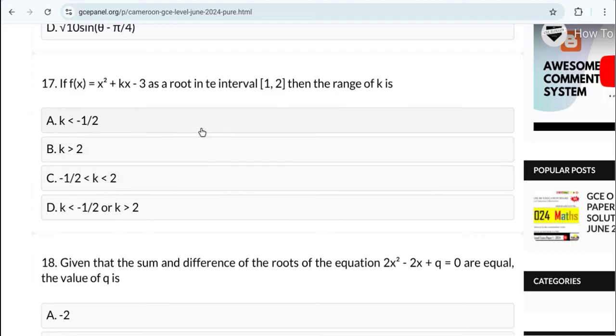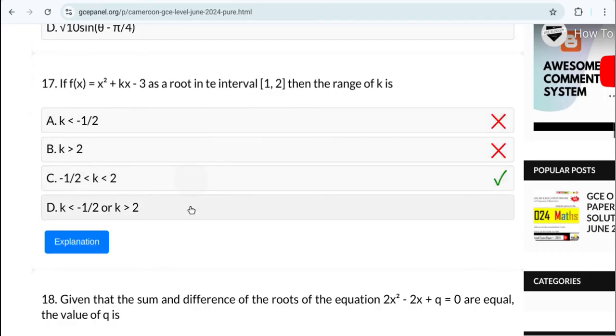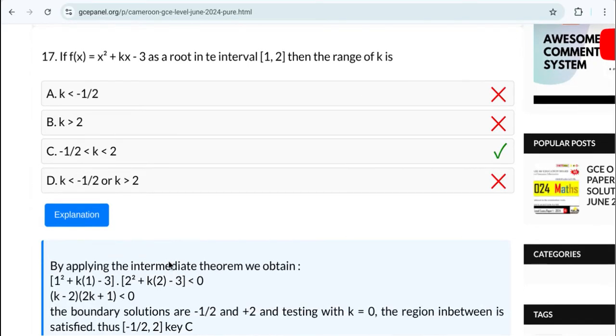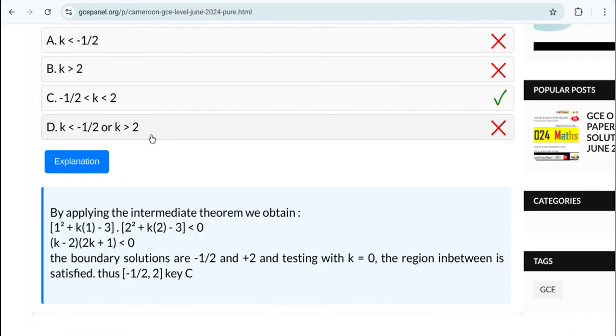Okay, so here let's just check and see which one is the key. K lies between negative a half and 2. So from here, using the intermediate value property, we have k minus 2 into 2k plus 1 is less than 0. And the boundary solutions are negative a half and plus 2. So from here now we can test, and the key is going to be C.